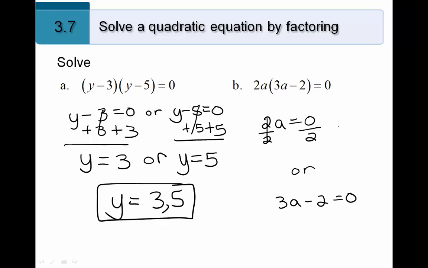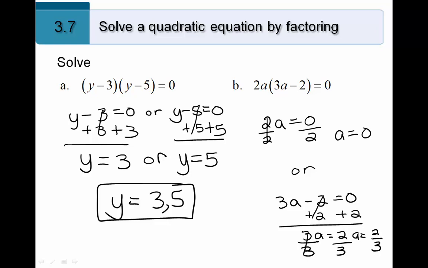So that means that a is equal to 0. If 3a minus 2 is equal to 0, to solve for a, we will add 2 to both sides. So 3a is equal to 2, and then we will divide both sides by 3. So a will equal 2/3. So the two solutions to this equation are a is equal to 0 and 2/3. Those are the two solutions.